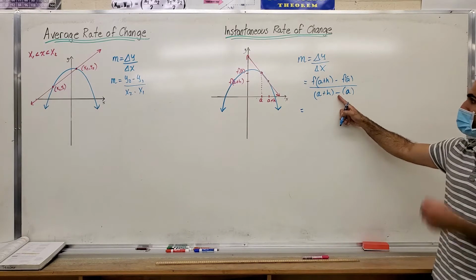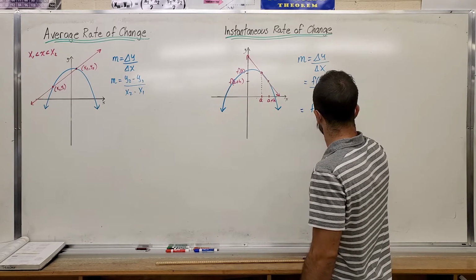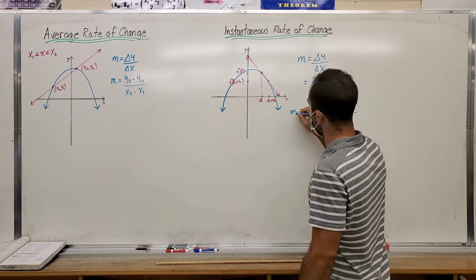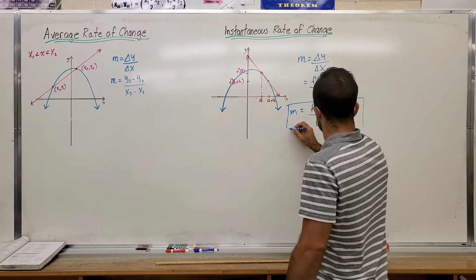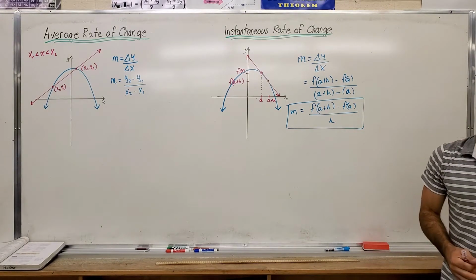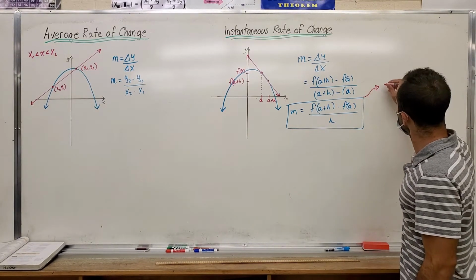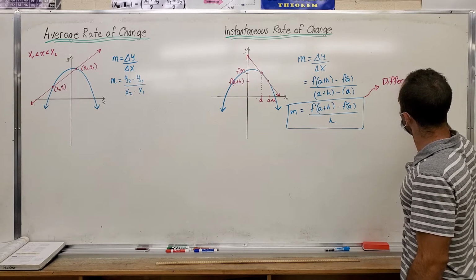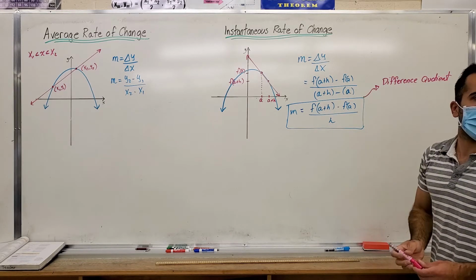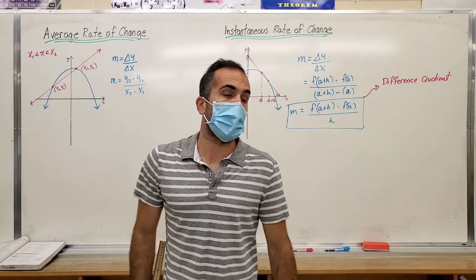I have an a minus a. If I drop these brackets, I'm left with just an h. Okay, and this is my formula for finding an estimate of instantaneous rate of change, or I guess the exact value. And this is called the difference quotient. Okay, so it's one strategy to find instantaneous rate of change at one point.